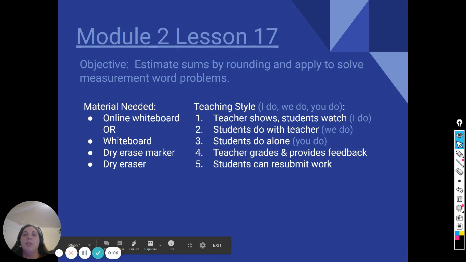Today we're going to be doing Module 2, Lesson 17. The objective of today's lesson is to estimate sums by rounding and apply to solve measurement word problems. Materials needed for today are your online whiteboard or your whiteboard, dry erase marker, and dry eraser. We're going to continue to follow the teaching style where I do it, we do it, and then you do it alone.